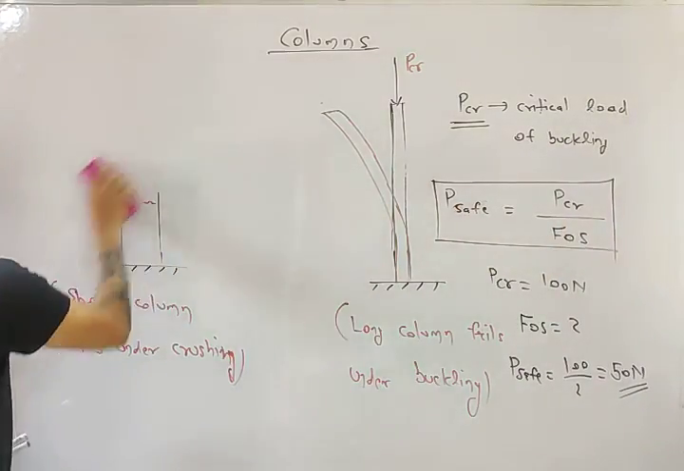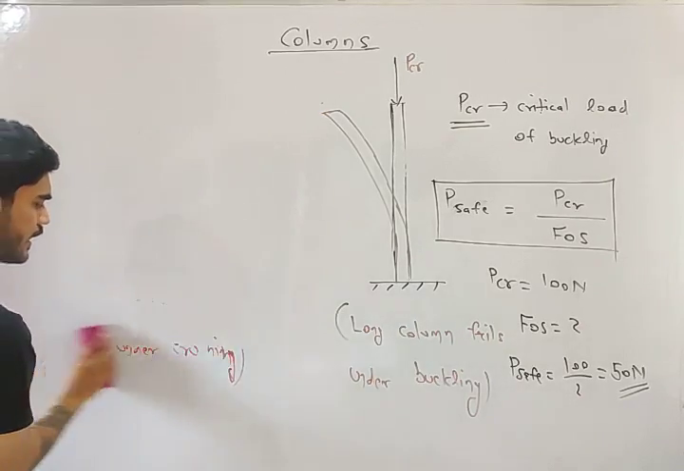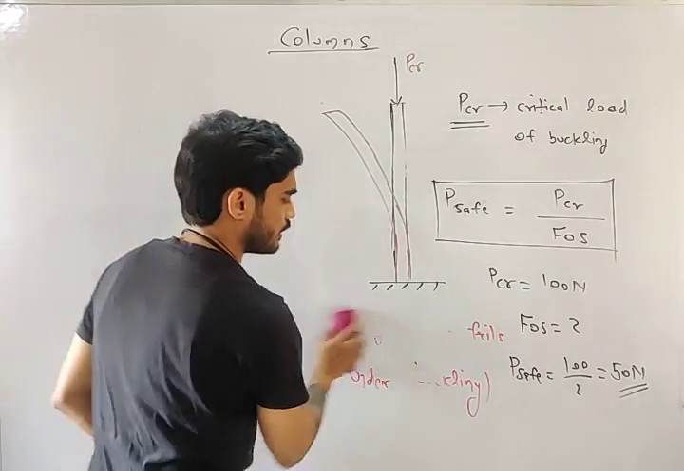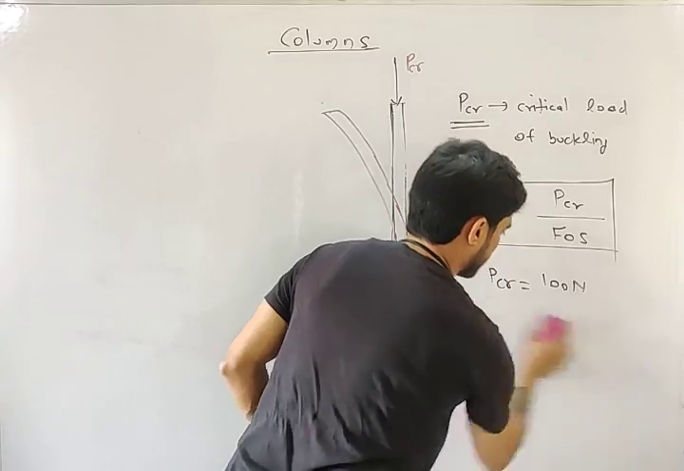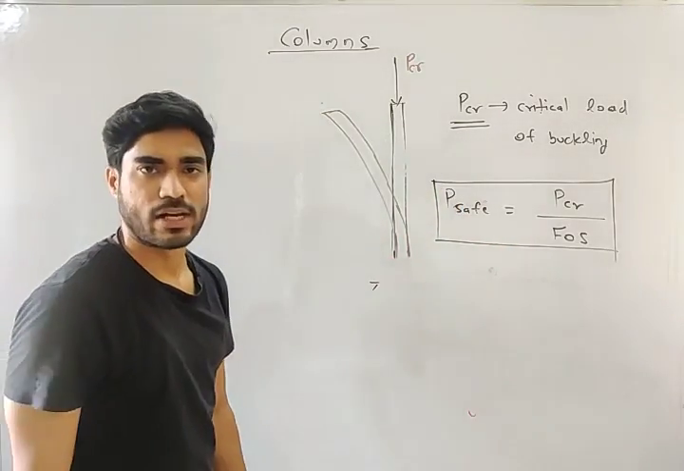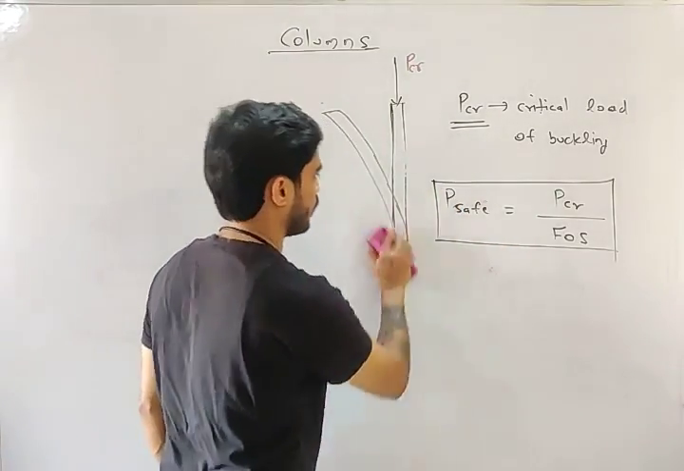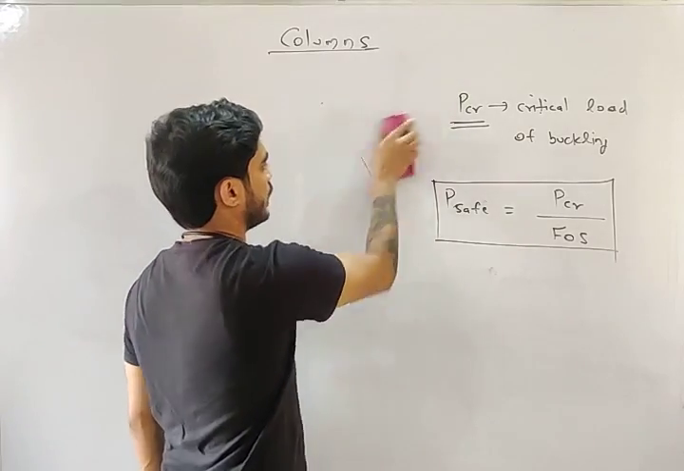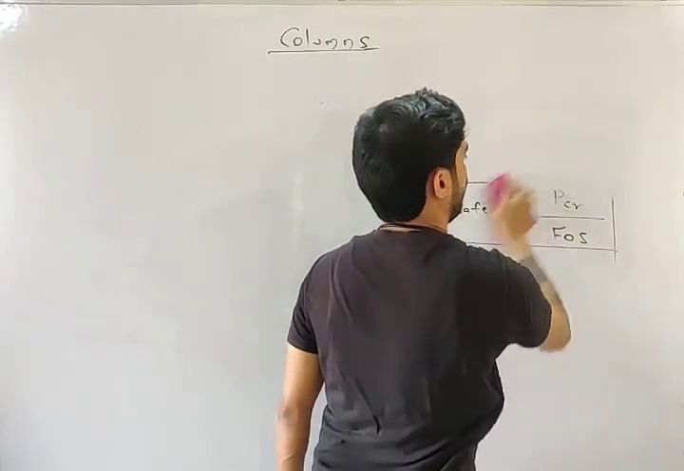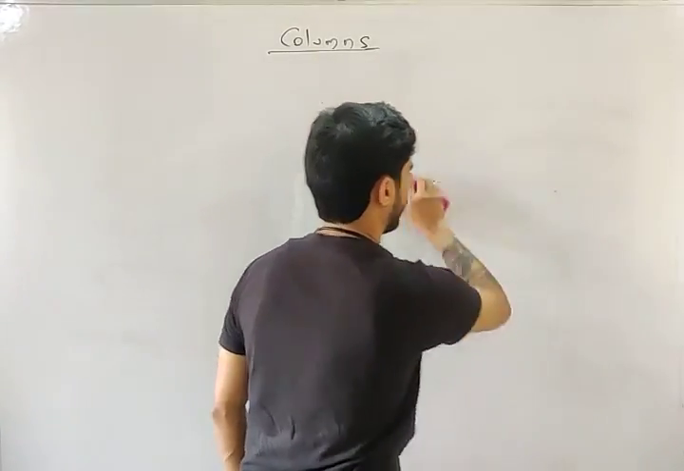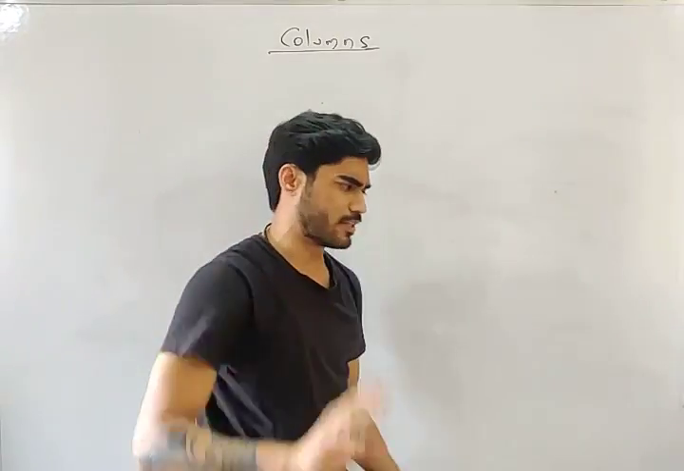Now, in order to calculate the critical load of buckling, there are different theories. The actual load cannot be calculated accurately. So we assume a lot of things, we apply a lot of theories. So there are different theories, okay?